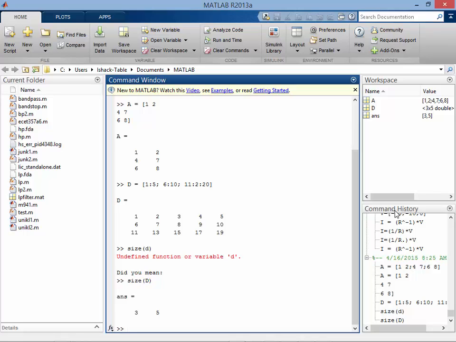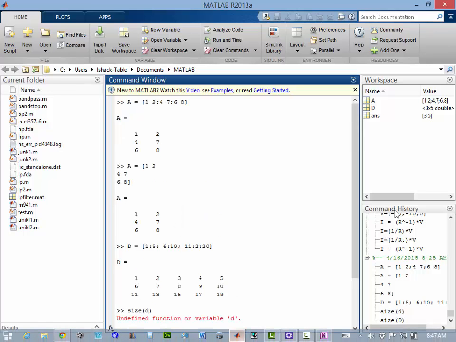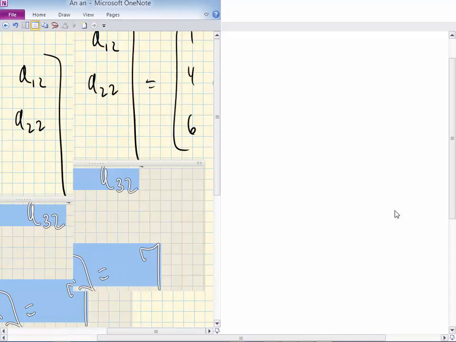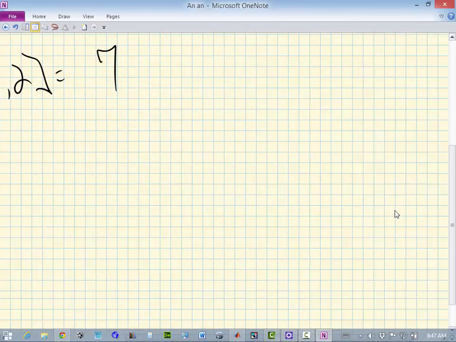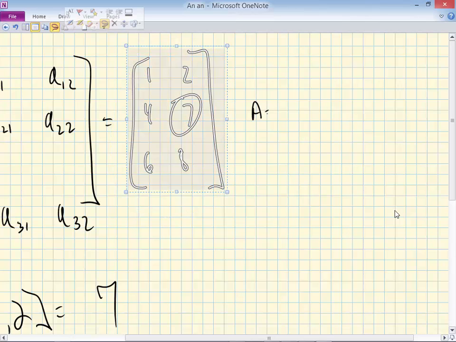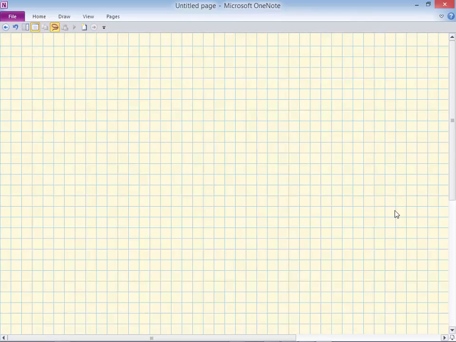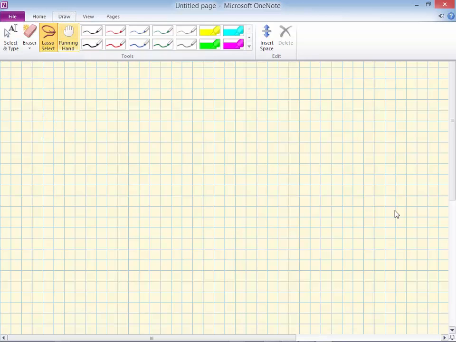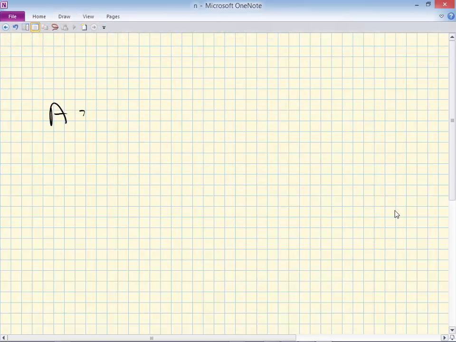Now, one of the things you might want to look at is the transpose of an array. The transpose of an array is where we simply rewrite the array in terms of columns. So going back to my array here, this was A. A is equal to right there, and we'll just grab this and create a new page right here. A is equal to, and I should be able to just paste that.